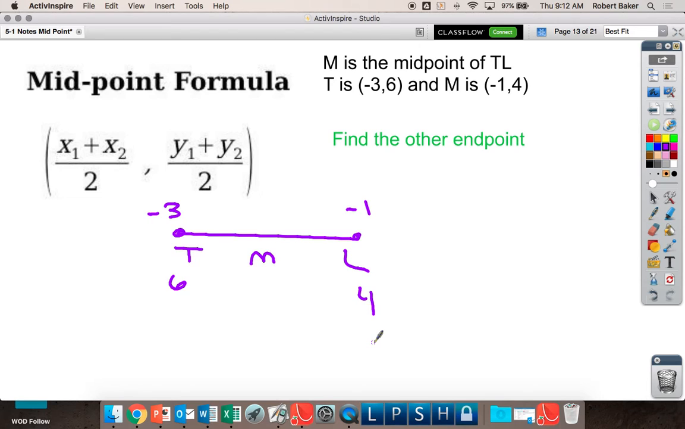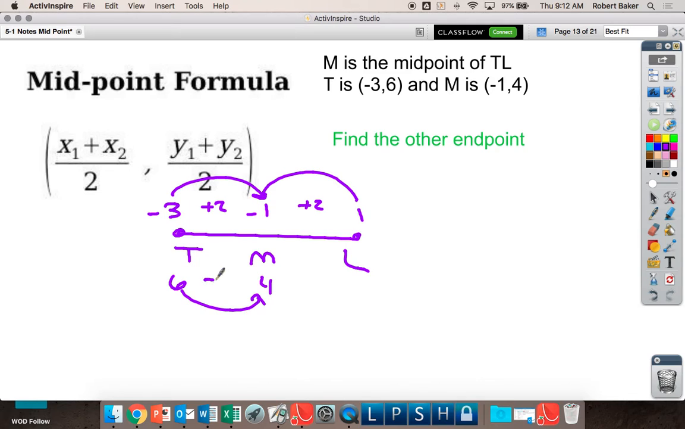Oops, sorry. I made a mistake. M is at negative 1, 4. How did I get from here to here? Plus 2. So I must do the same thing. Negative 1 plus 2, positive 1. How did I get from here to here? So I must do the same thing. What's 4 minus 2? So it gives me the point 1, 2 as my other endpoint.